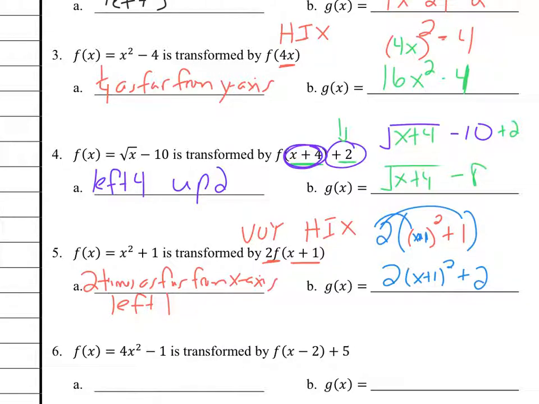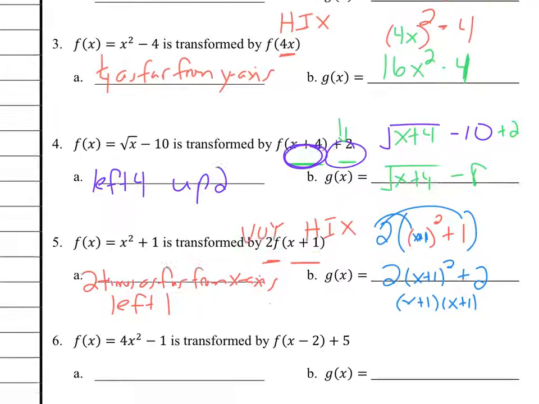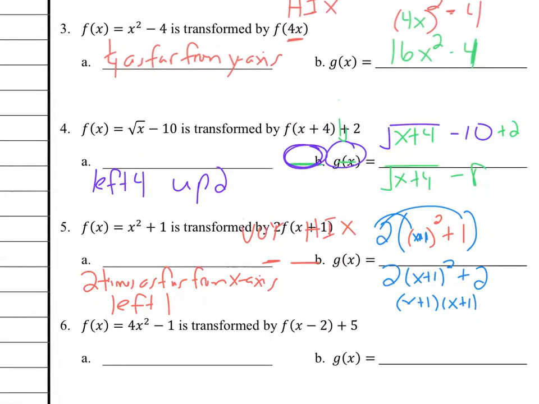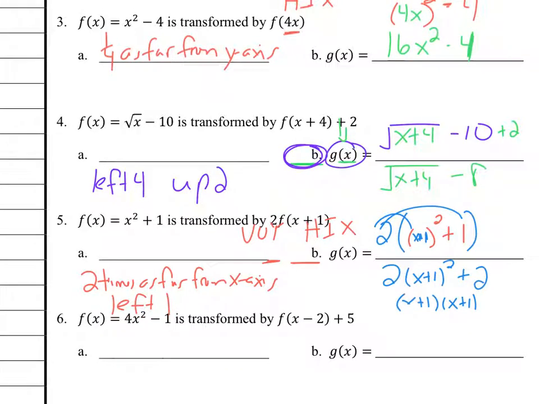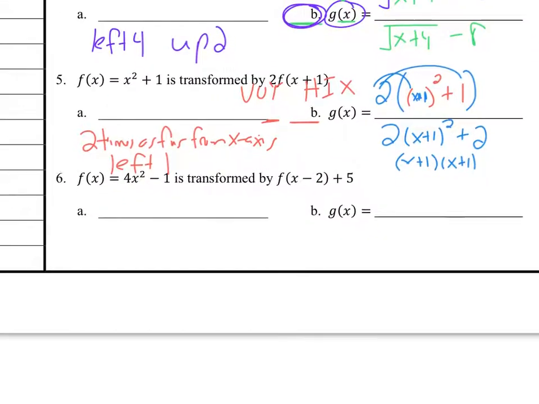They are going to do x plus 1 multiplied by x plus 1. They're going to FOIL it out, then they're going to multiply the 2 in afterwards, and then they're going to add the 2. So it's going to be a lot more work, but that's the idea behind it right there. All right, let's finish this up. Got it figured out as best I can here.